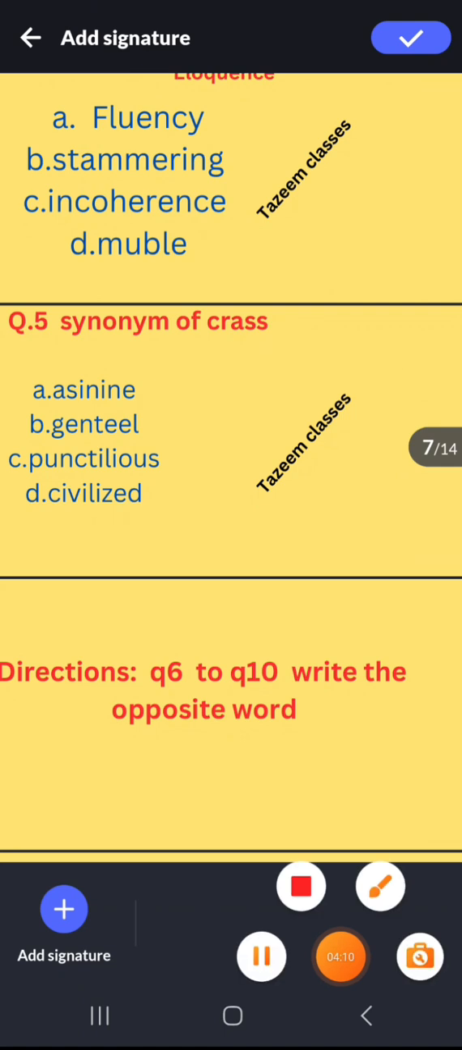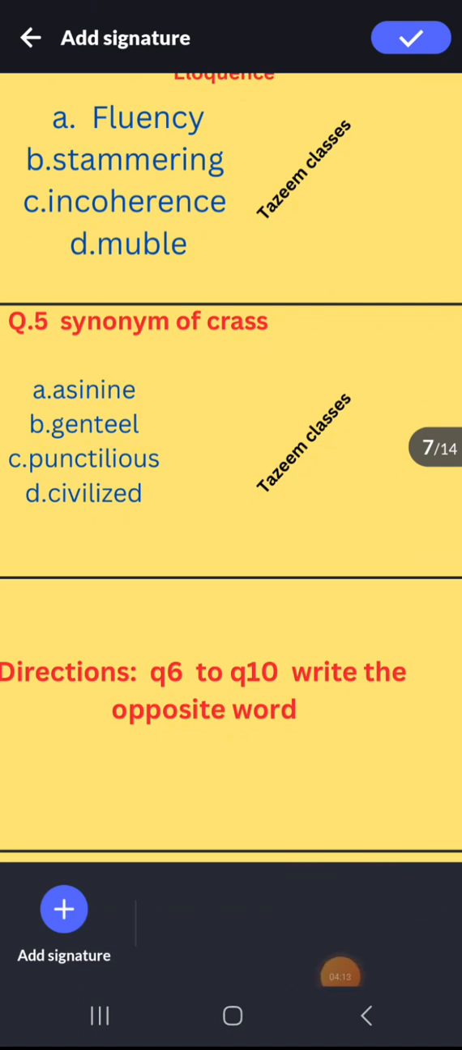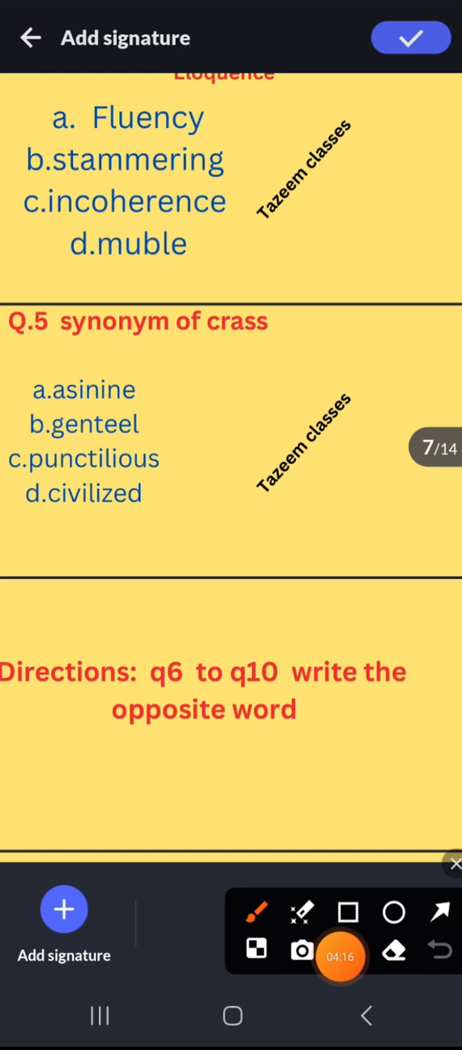Question number 5, synonym of crass. What is the synonym of crass? Here are our options: asinine, genteel, punctilious, civilized. So what will be the synonym of crass? Asinine is the synonym of crass. So that was question 5, in which we had to ask about the synonym. Let's move to the next question.